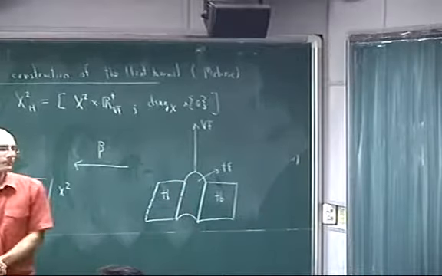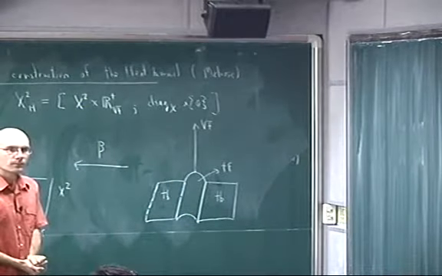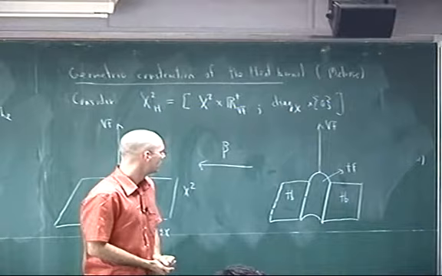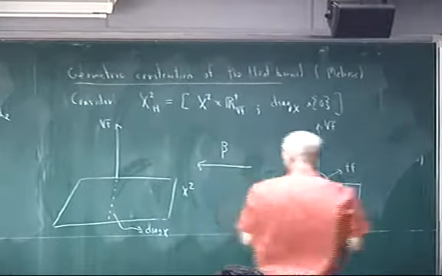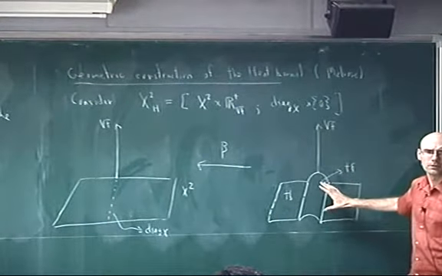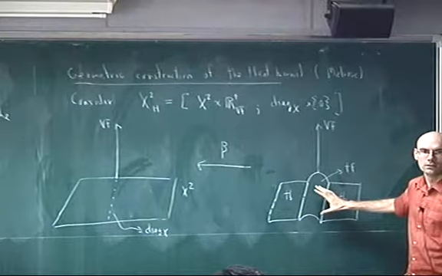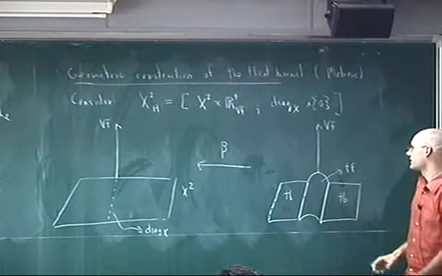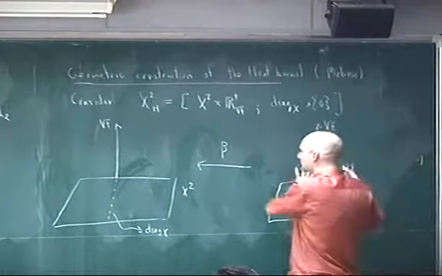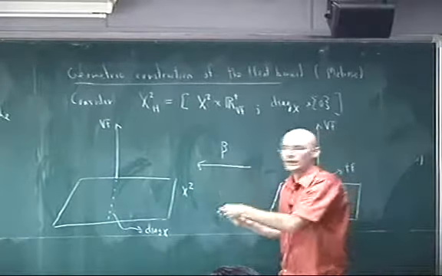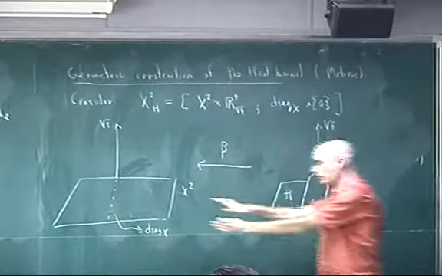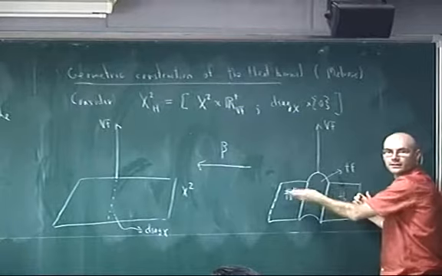What's the fiber data of the blow-down map? The fiber? It's an isomorphism everywhere except the diagonal. It's this face.